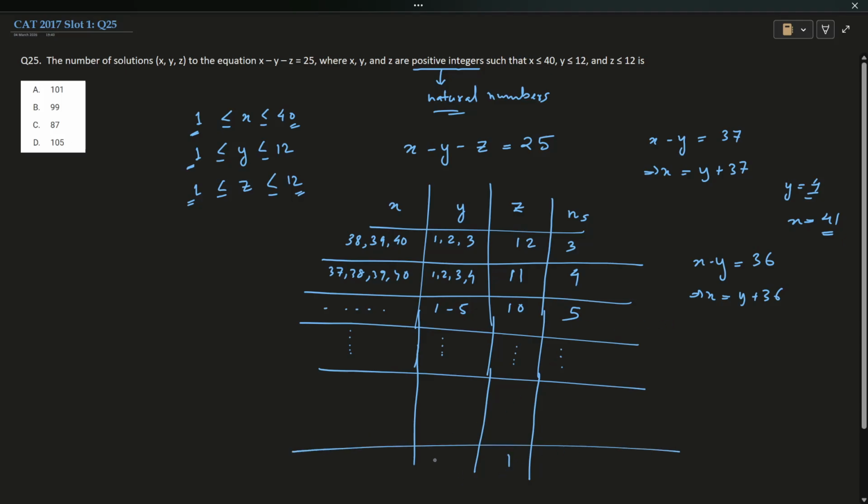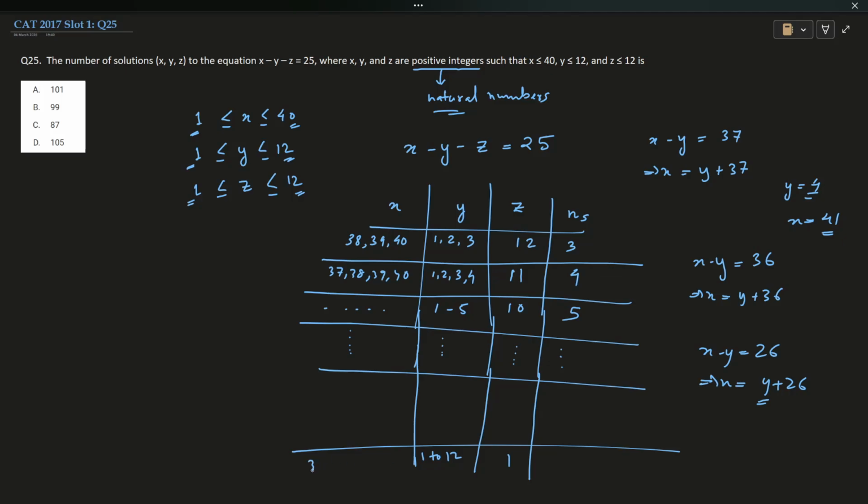Now, when z is equal to 1, I will have x minus y equal to 26, or x equal to y plus 26. So what is the maximum value of y? Maximum value of y is 12. Minimum value of y is 1. That means I can have 1 to 12 here.